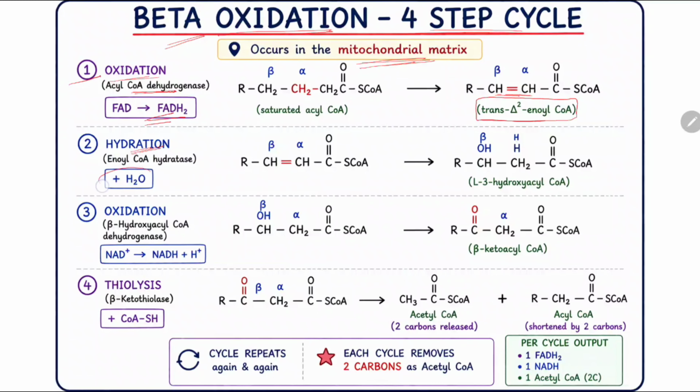Hydration is nothing but a water molecule being added, and because it is hydration, the enzyme is enoyl CoA hydratase. Because a water molecule is getting added, the product is hydroxyacyl CoA. Simple. Second step is hydration, enzyme is enoyl CoA hydratase, water molecule is added, and the product is hydroxyacyl CoA.